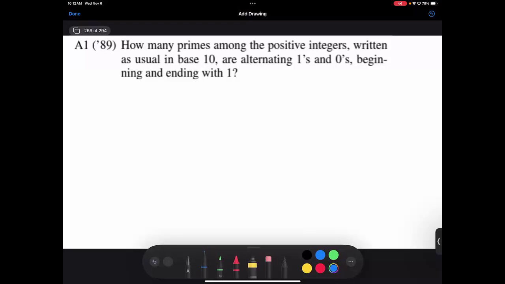Gathering data, right? Step one is gather data. So the numbers are going to be 1, 101, 10101, 1010101, dot, dot, dot. All right. 1, prime or not prime? Not prime. We do not consider 1 prime because if 1 is prime, we lose unique factorization. What about 101? Prime or not prime?